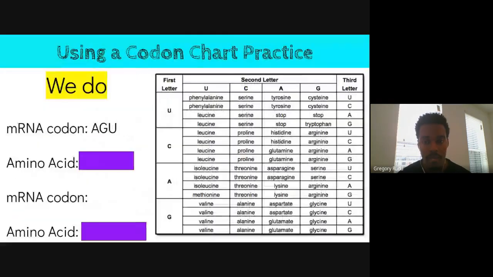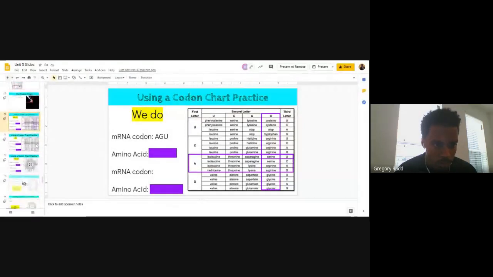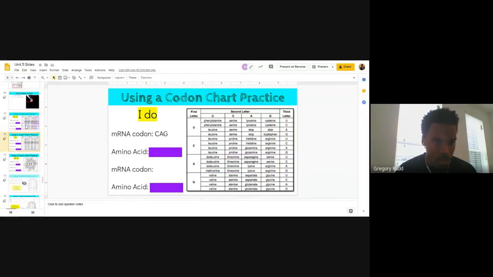Do you see that now? Okay. Well, we just need more practice. All right, so I'll do this first one using this chart. Wait, what happened?